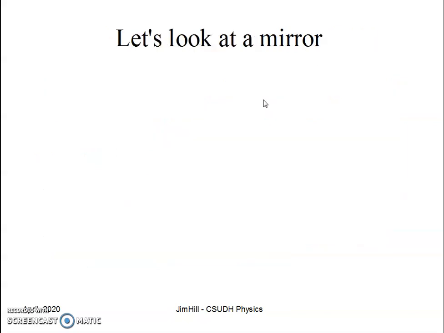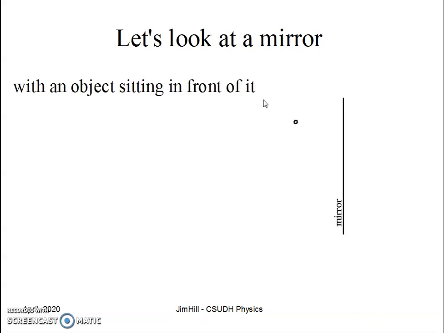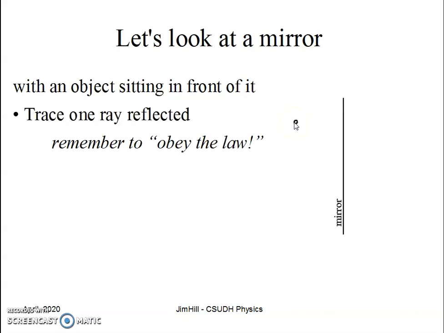So I want to look at a mirror now. So I draw a mirror with an object in front of it. The mirror is this line, so I'm imagining that the mirror is not in the plane of this screen. It's coming out at me. And the object is this little dot over here. If I draw a ray of light from that dot to the mirror, and I follow the law of reflection, I draw my normal to the surface, I measure my angle of incidence, and my angle of reflection tells me the ray comes out this way.